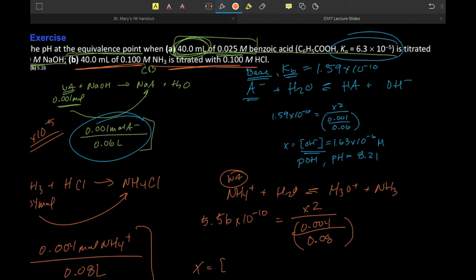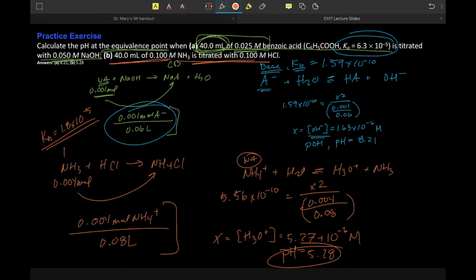So x is equal to this, which is equal to, all right, good, makes sense.